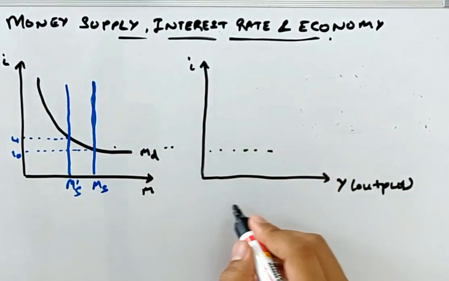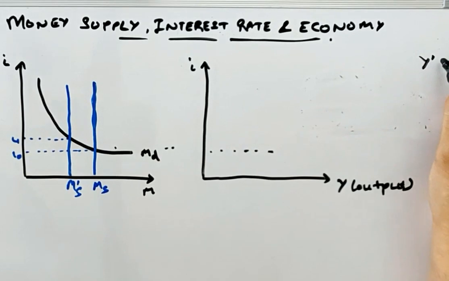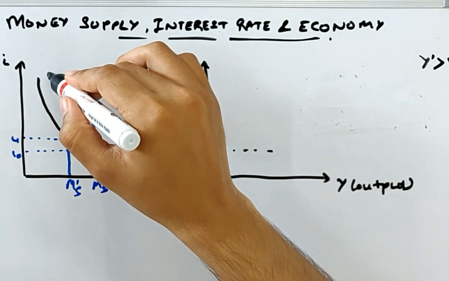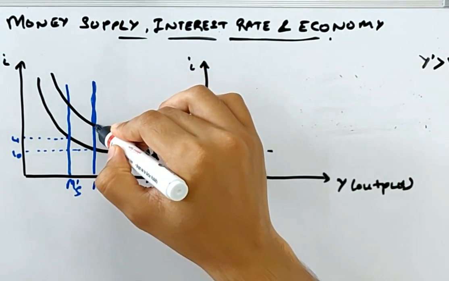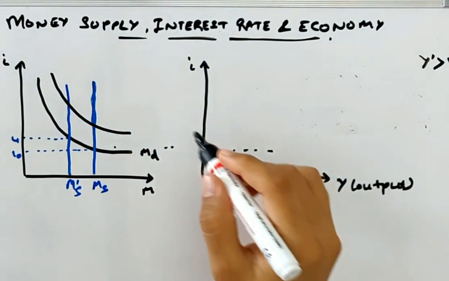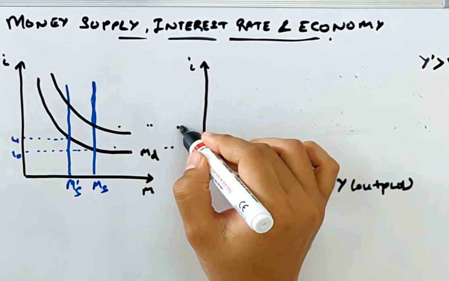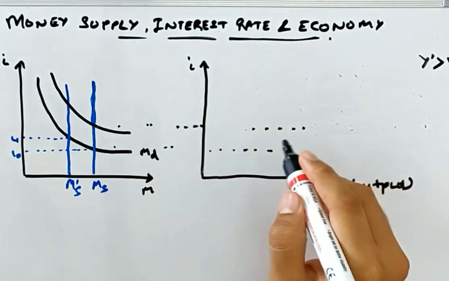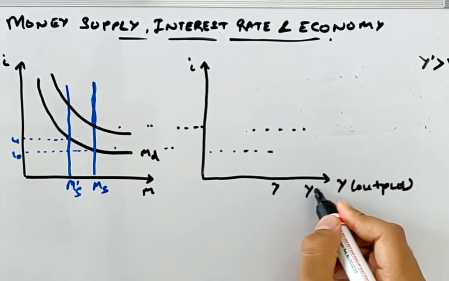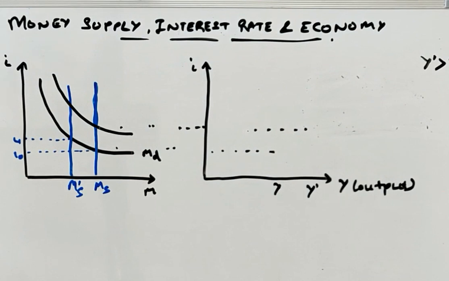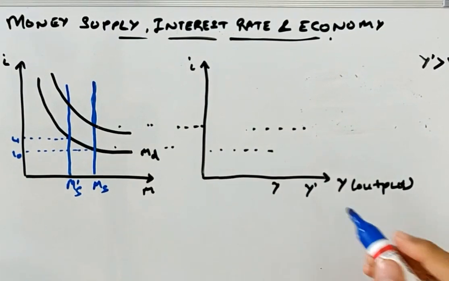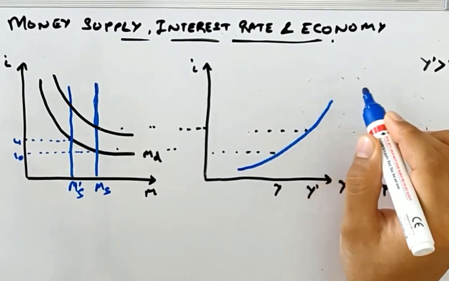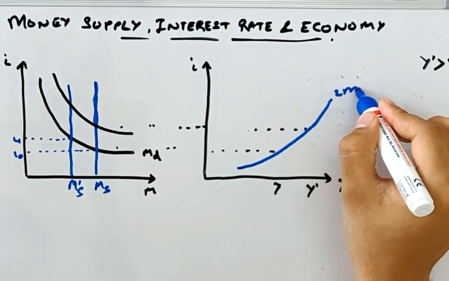now consider that the income increases, y dash is greater than y, then the money demand curve, as explained earlier, will shift. Now this is y and this is y dash. The money supply curve, like money supply curve on these axes, will become like this. This is known as LM curve.